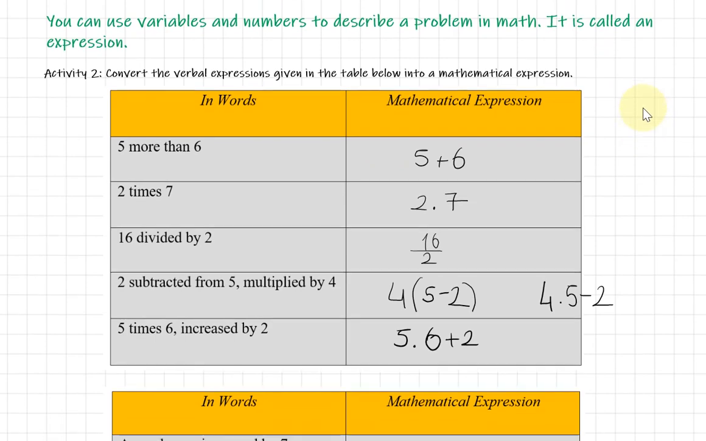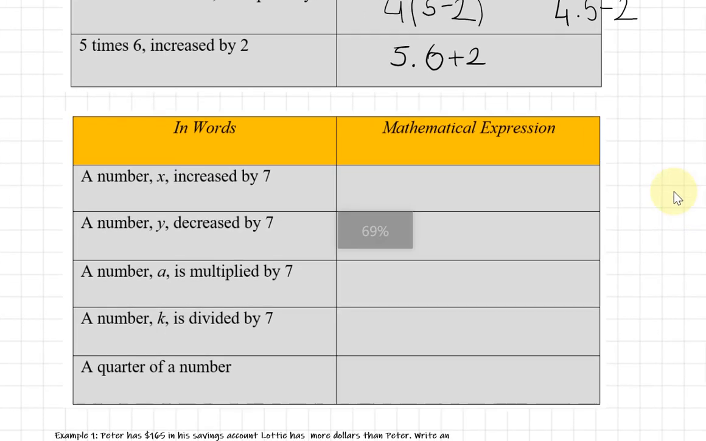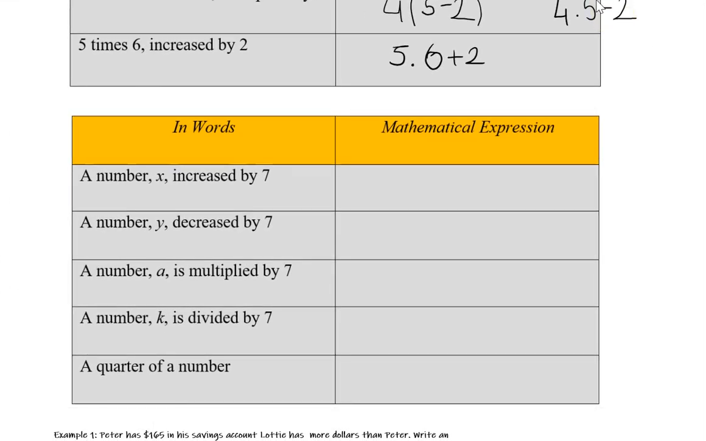Let's have a look at the other table. Yes, this one. A number x, which we don't know, increased by 7. X increased by 7, which means you should add 7 to the x. A number y decreased by 7. Okay, a number y decreased by 7, which means 7 less than y.